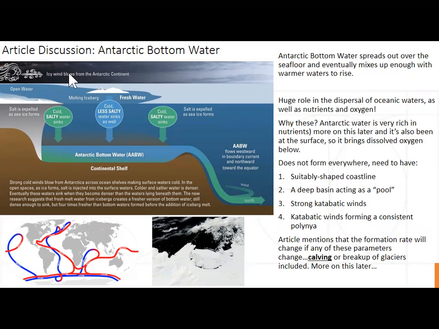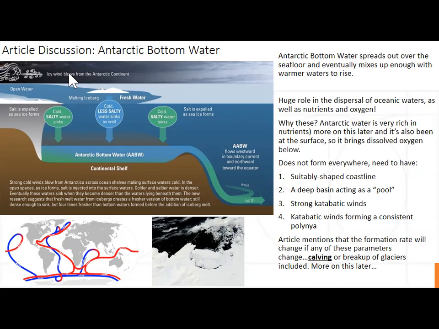So I had you read the article about Antarctic bottom water to give you a sense of the fact that a specific set of conditions have to occur for a specific region, like say the Weddell Sea, to be a nursery for Antarctic bottom water. Antarctic bottom water doesn't form consistently all around the continent. You need to have a coastline that's going to be the right shape. You need to have relatively deep water nearby acting as a pool. The water has to be able to sink deep enough. You have to have especially strong katabatic winds, and those katabatic winds have to blow year-round. Basically, they have to be able to constantly be forming a coastal polynya.